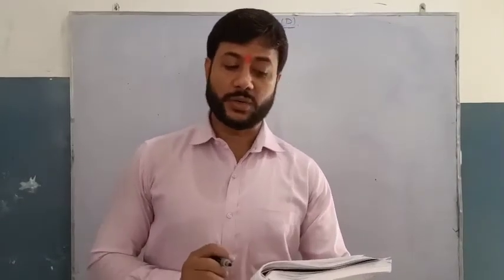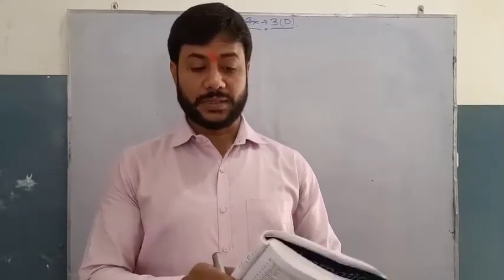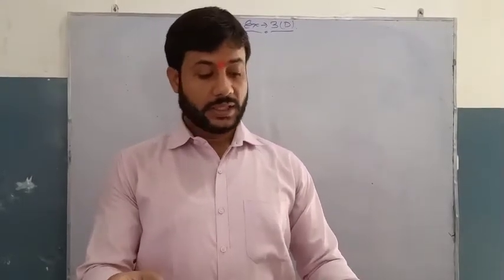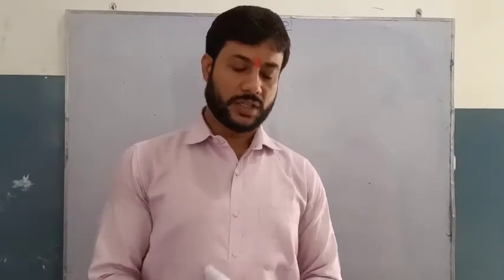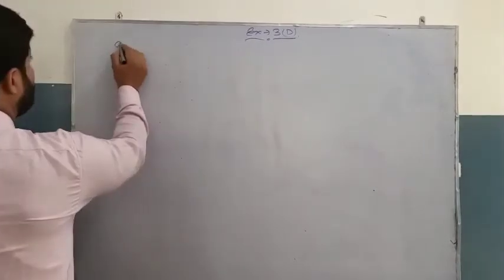Now question number 9. 1.8 meter of cloth is required for a shirt. Now how many such shirts can be made from a piece of cloth 45 meter long? So here we do have to divide also. Now we will do it.